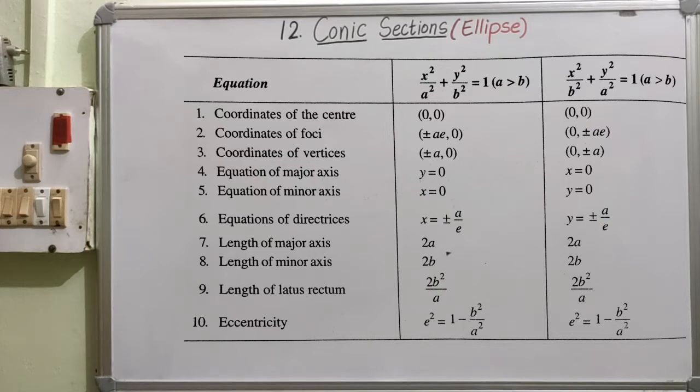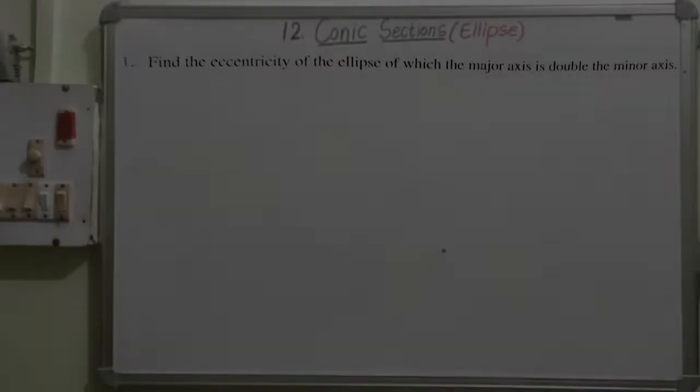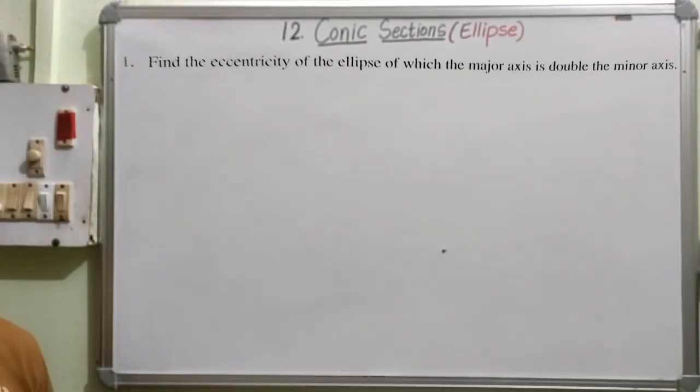We don't need to memorize. If you go on memorizing this table, then the question will become quite hectic. So we don't need to memorize this table, but yes, whenever we solve a question, we must keep this table in front of us, and then we should solve the question. So we will now see a few questions. We are going to start with question number 1.